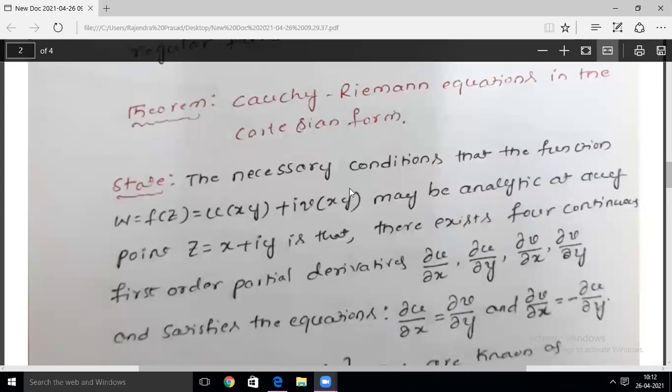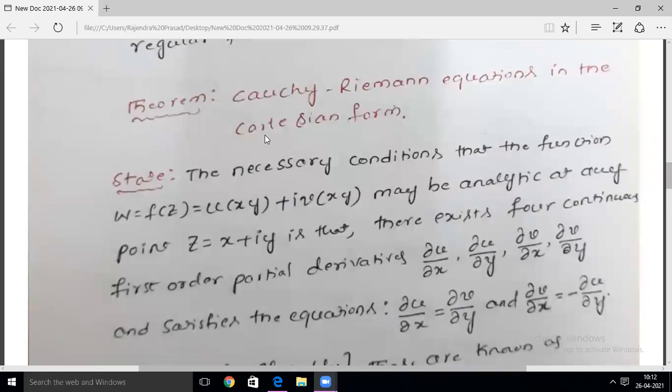important derivation, that is Cauchy-Riemann equations in the Cartesian form, right? Cauchy-Riemann equations in the Cartesian form, simply we call it CR equations in the Cartesian form. So we know that Cartesian coordinates are denoted by x and y.